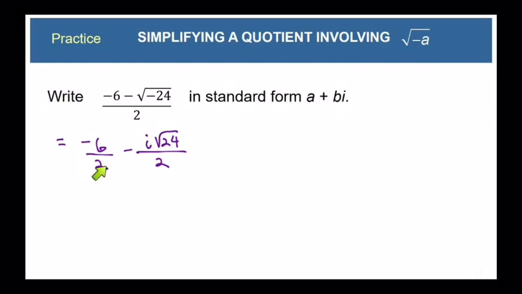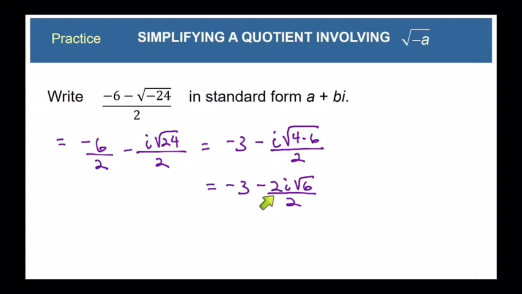And now let's simplify negative 6 over 2 as negative 3. And now let's work on our square root of 24. 24 could be thought of as 12 times 2 or 3 times 8, but the only way to get a perfect square is to call it 4 times 6. So that's what I'm going to do here. And now the square root of 4 is 2, so that will come outside the radical. And then, of course, these 2s cancel, and we are left with negative 3 minus i square root of 6.